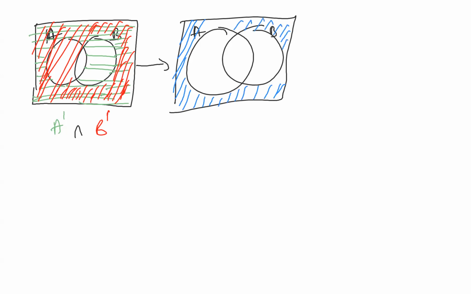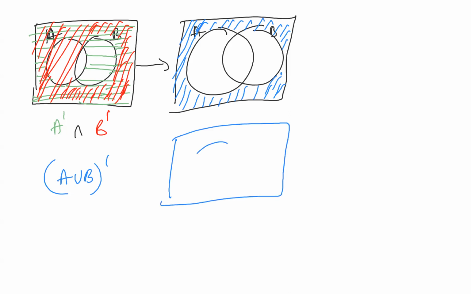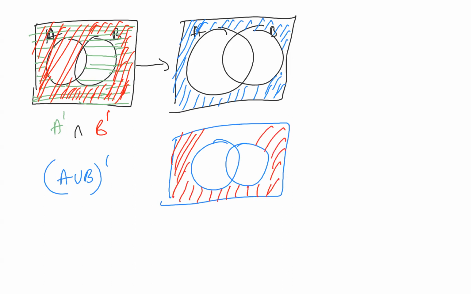So if you compare to what we just did with (A union B) complement, we got the same result, okay? Where the point of their intersection was the area that was shaded red. This is what we got for A union B. So this shows that (A union B) complement is equal to A complement intersection B complement.